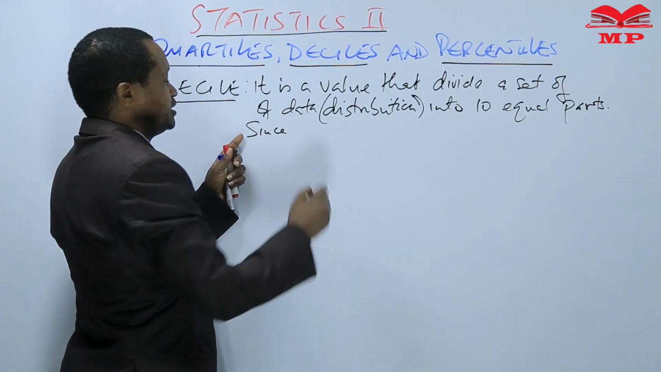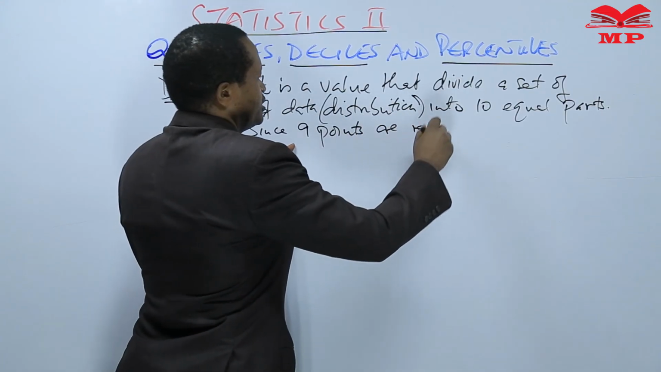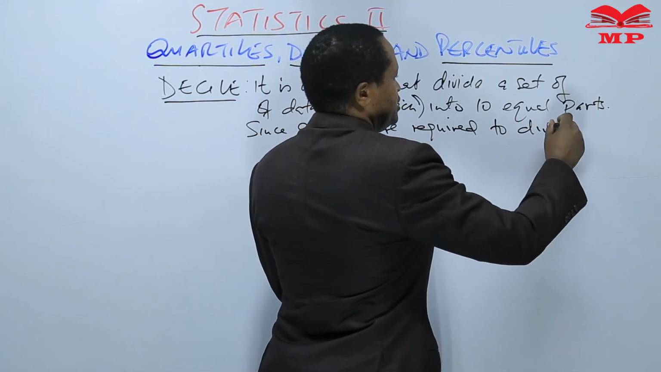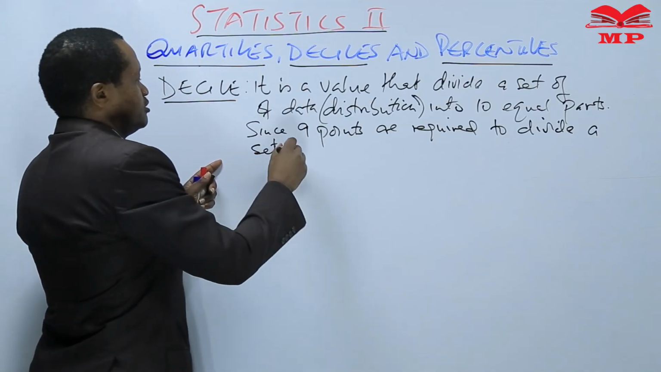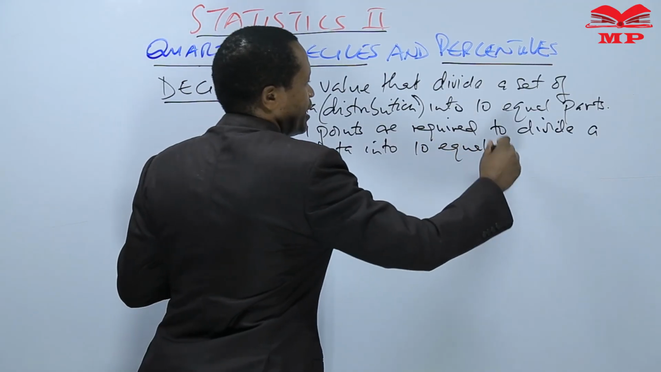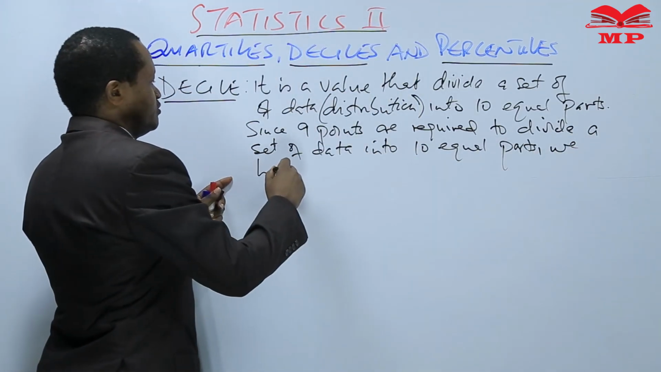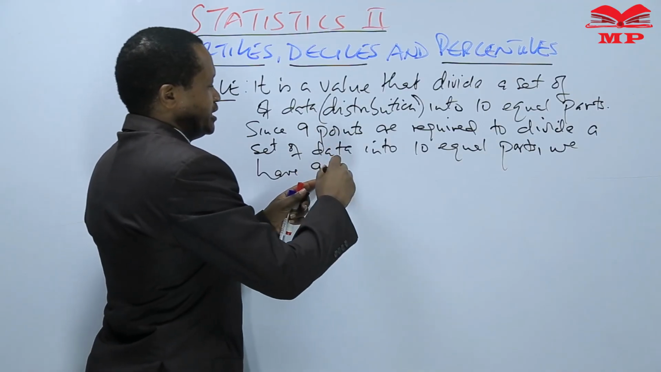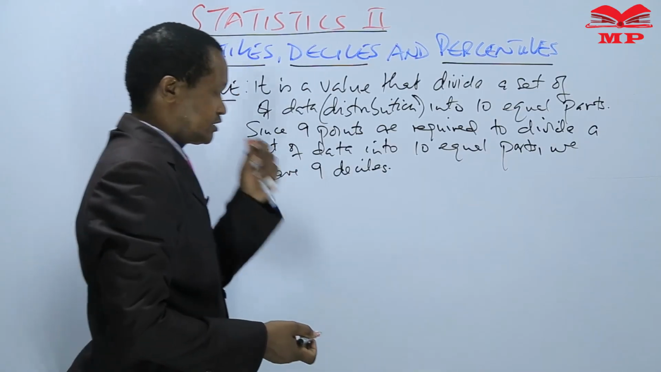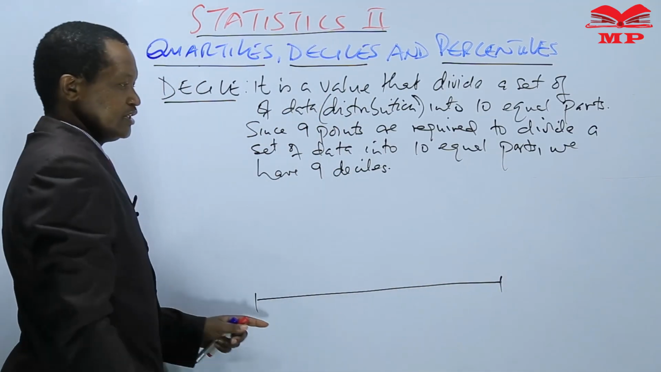And since 9 points are required to divide a set of data into 10 equal parts, we have 9 deciles. We have how many deciles? 9 deciles.